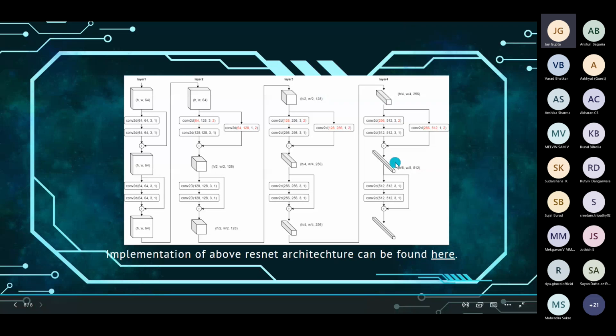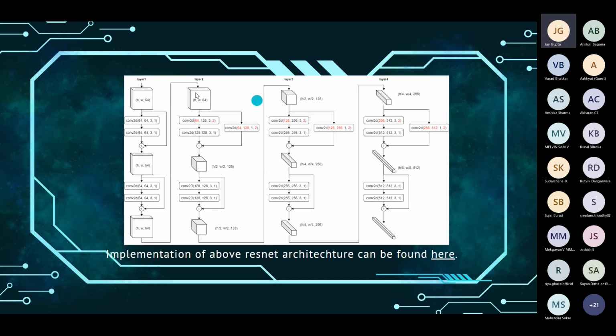So here is the architecture that we will be discussing. Initially, we have an image of dimension h by w by 3, where the height is h, the width is w, and the number of channels is 3 for RGB.